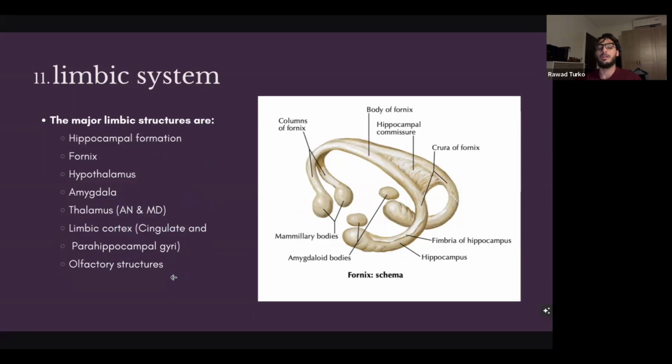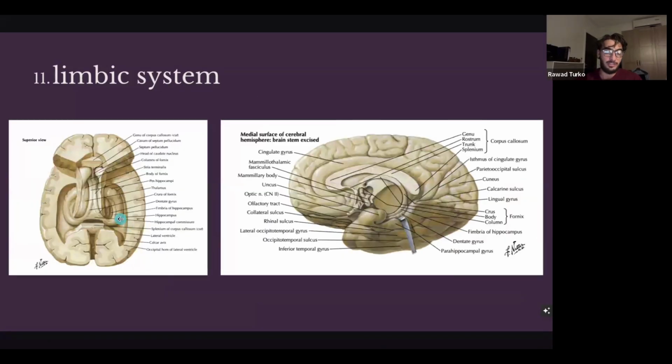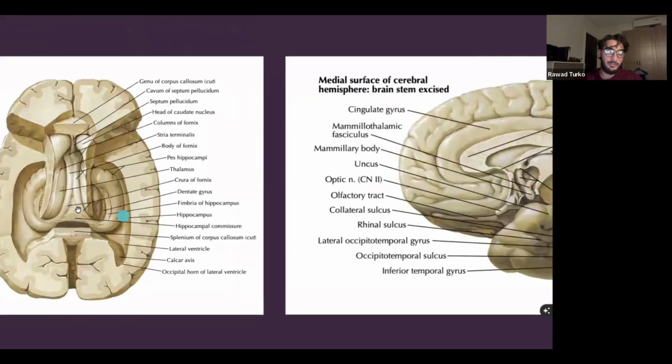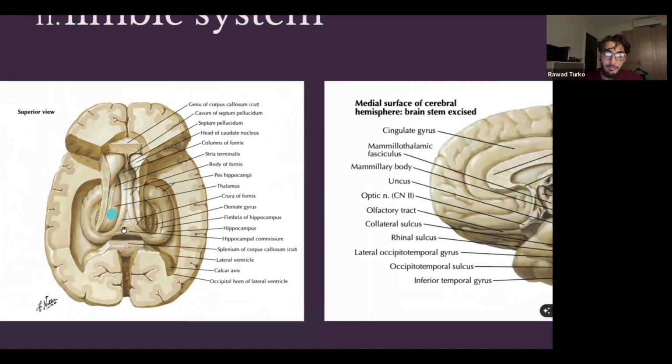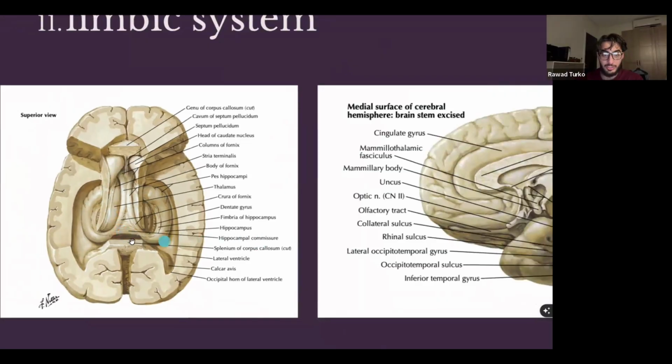Okay, and there are a couple of important clinical correlations that you should know. Again, this is just to better orient ourselves. This is a superior view of the cerebrum. This entire structure here is the hippocampus. At the end of the hippocampus, you get the amygdaloid bodies. The fornix is right here at the top. And again, this is the hippocampal commissure.